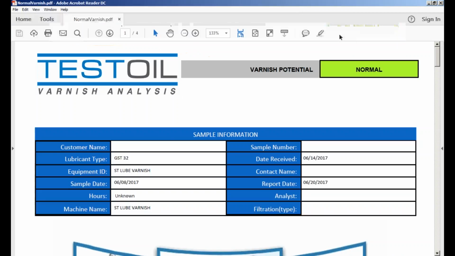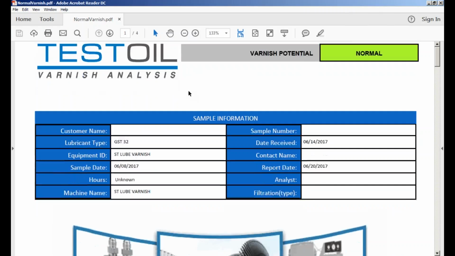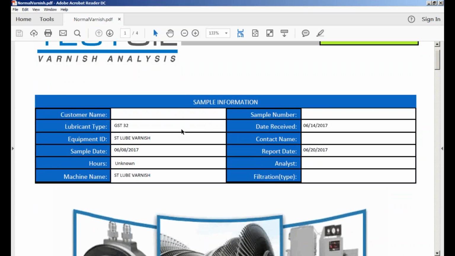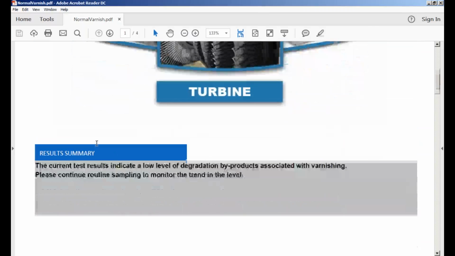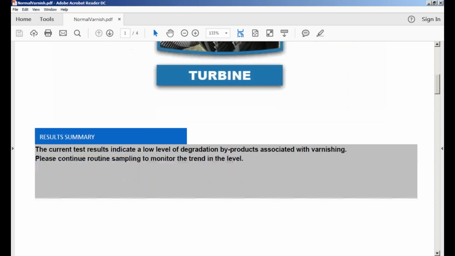Let's take a look at a varnish report real quick. So here's our varnish report, and this one has kind of a hybrid cover sheet. It has the sample information at the very top and then kind of a cover, followed at the bottom with our summary, our overall comments about the report itself.